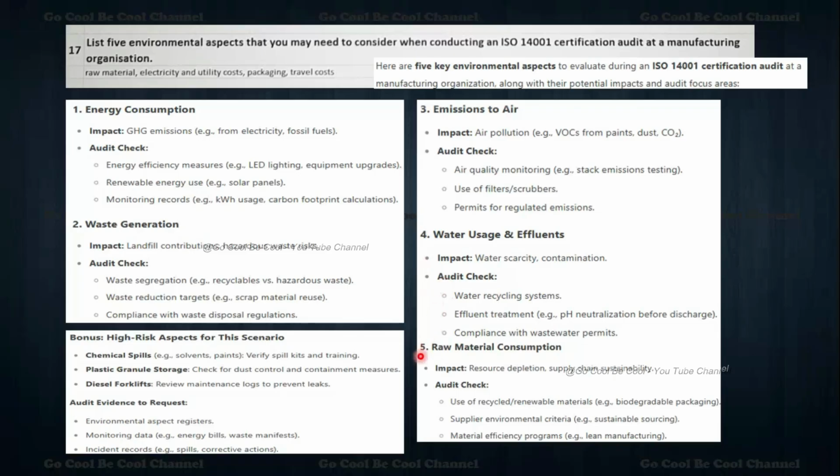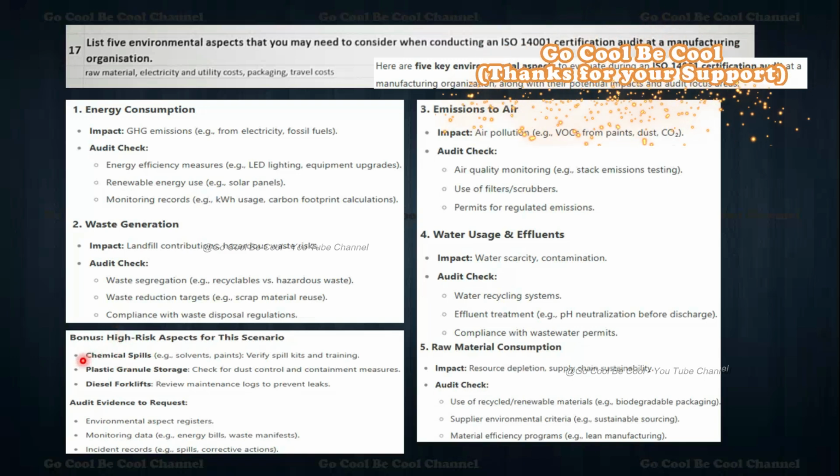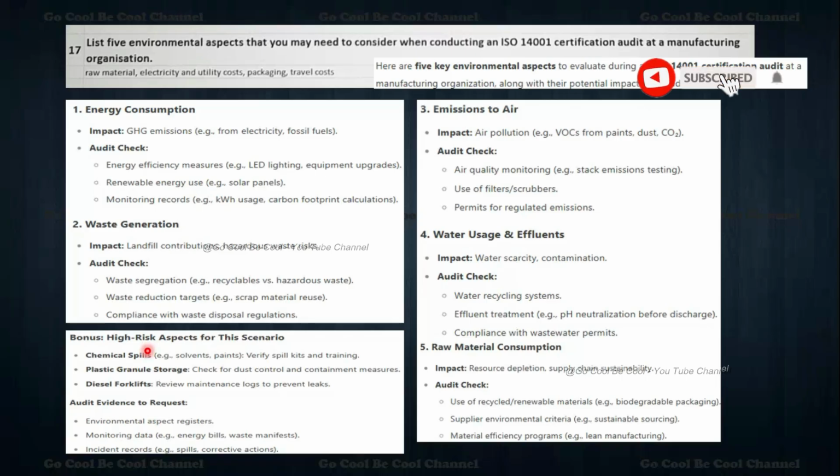The raw material consumption impact, what are the audit checks we have? Finally, a bonus checkpoint: if we can mention high-risk aspects for this scenario, what are they? Chemical spill, plastic granule storage, diesel forklift and everything. Because the previous question asked about granules. So compiling all those things will make your answer capture the scenario entirely for the question and answer.